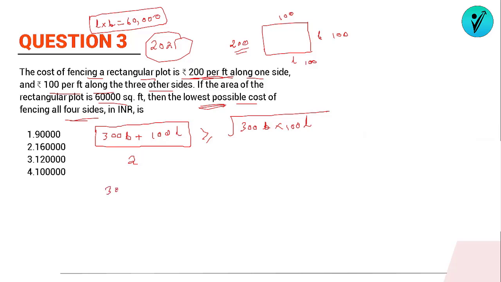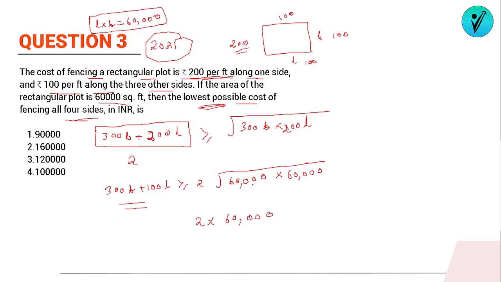Or we can say that 300 B plus 100 L should be greater than or equal to 2 times the square root of 300 into 100, sorry, it will be 100, right? So 300 into 100 will be what? It will be 30,000 into length into breadth. Now the length into breadth, the value is again 60,000. So 30,000 into 60,000, it will be what? It will be simply 60,000. So the minimum value of this will be what? It will be 2 times 60,000.